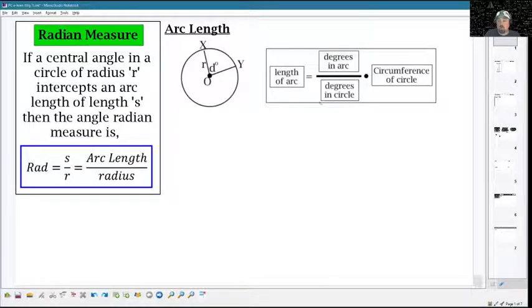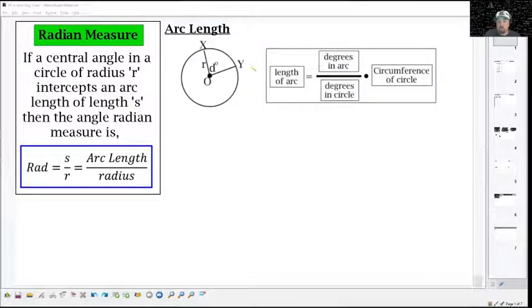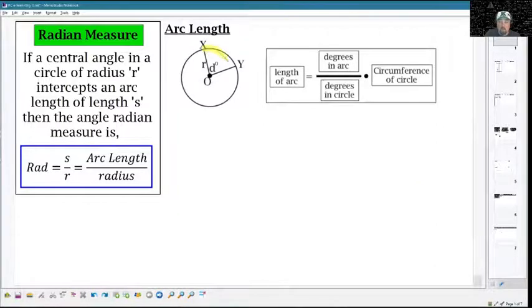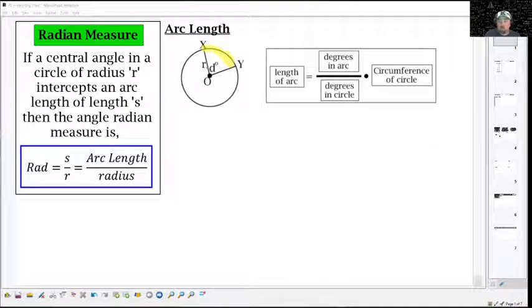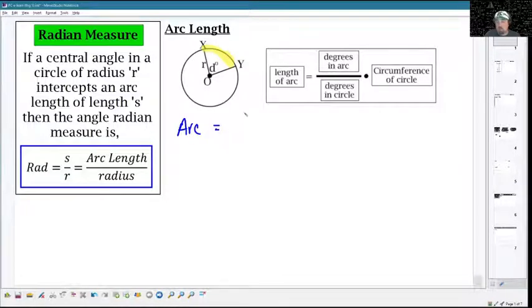We're going to write the formula for arc length in general. It says degrees in an arc divided by the degrees in a circle. In our example here, what we are trying to find is the length between x and y up here in the picture. That's our arc length, okay? Our central angle in degrees for this is d, so our arc up here is d degrees. And degrees in a circle, that's 360.